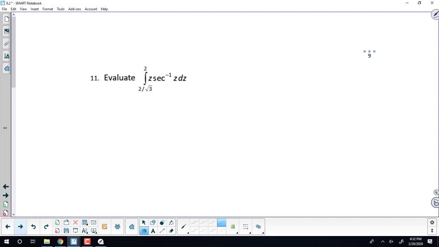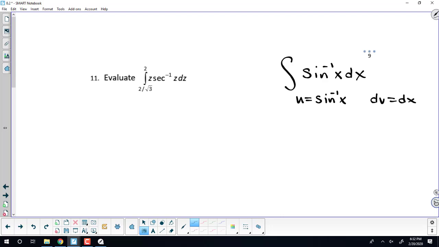So like I said, with integration by parts, you can now integrate the inverse trig functions. If it was just the inverse sine of x, inverse tangent, whatever, all of those can be evaluated by using integration by parts. With that acronym, u should be the inverse trig function, and then dv would just be the dx. So we're going to look at the integral of z inverse secant of z, evaluated from 2 over root 3 to 2.